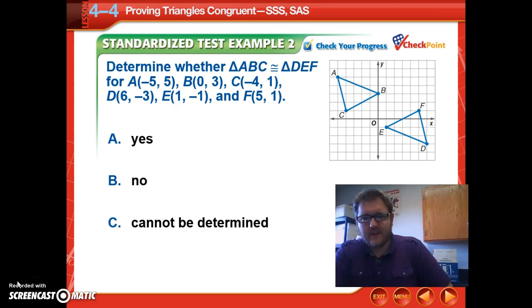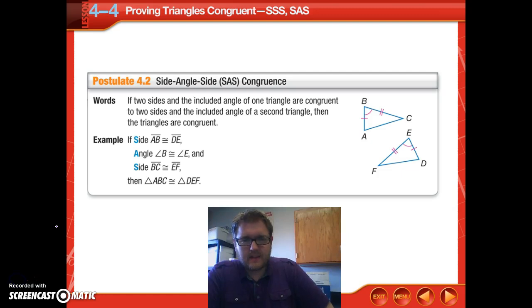Now let's take a look at our second postulate, the side angle side congruence. Basically, we don't necessarily need to know all 3 sides are congruent. If we have 2 sides, such as AB and BC, being congruent to ED and EF respectively, if we know the angle between those sides, that's enough to prove that the triangles are congruent. So basically it's called side angle side, or SAS.